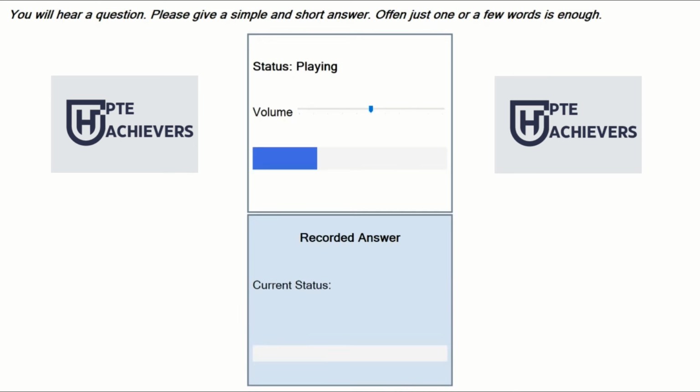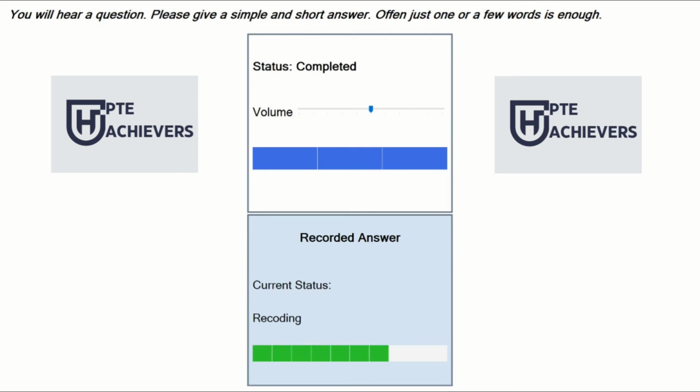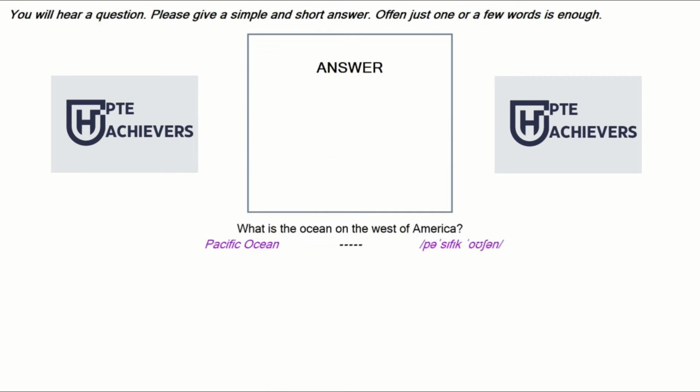What is the ocean on the west of America? Pacific Ocean.